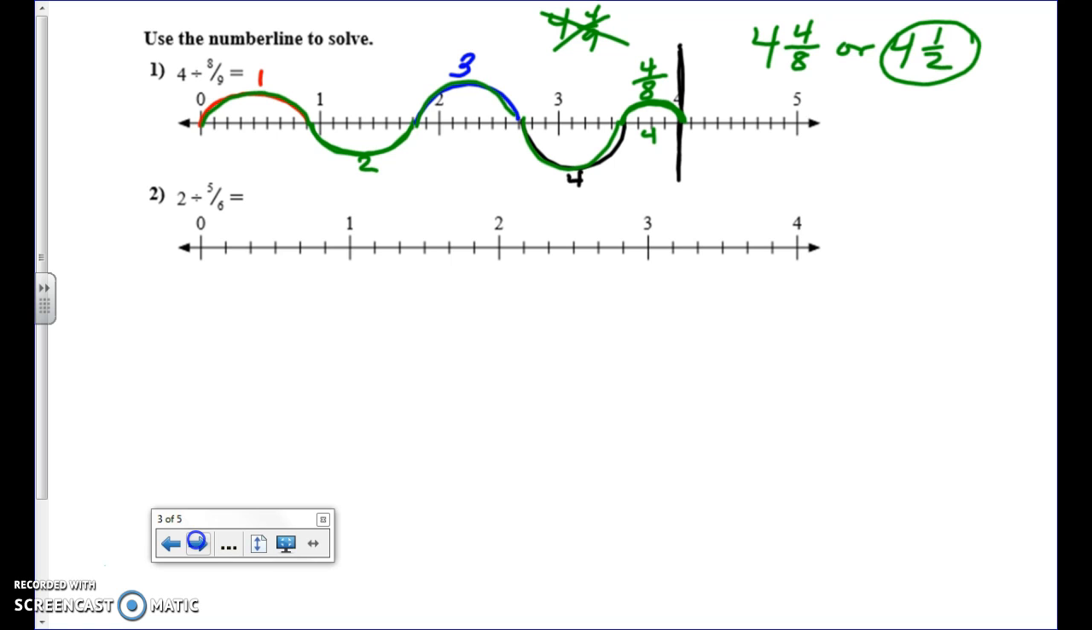Let's try it again with 5/6, and I'm going to put a nice mark here on 2 because that's where I'm going to stop. I want to see how many times 5/6 will go into 2. So 1, 2, 3, 4, 5. It fits in once.